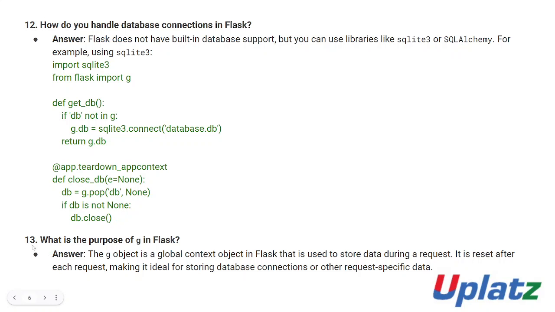13. What is the purpose of g in Flask? Answer: the g object is a global context object in Flask that is used to store data during a request. It is reset after each request, making it ideal for storing database connections or other request-specific data.